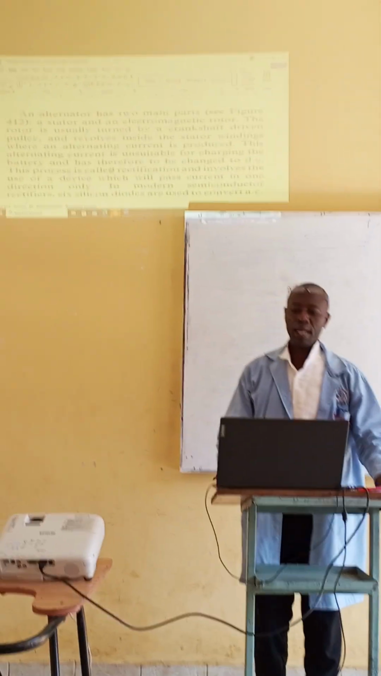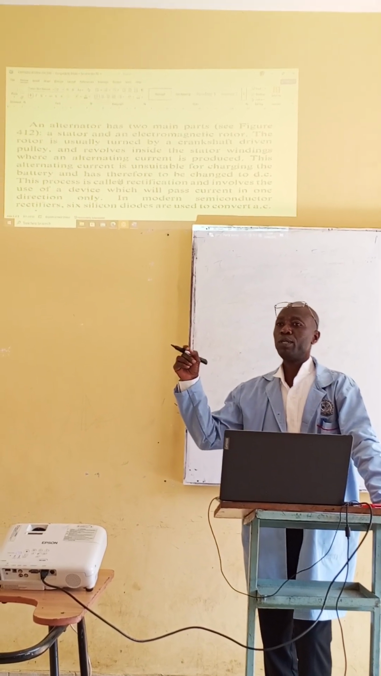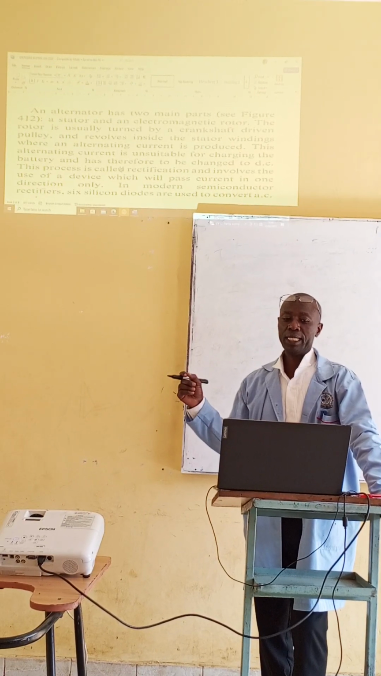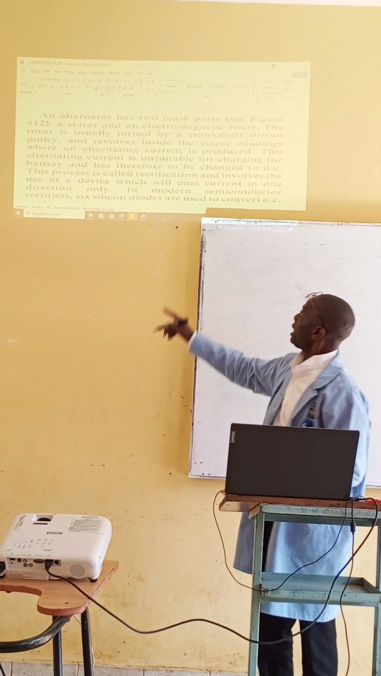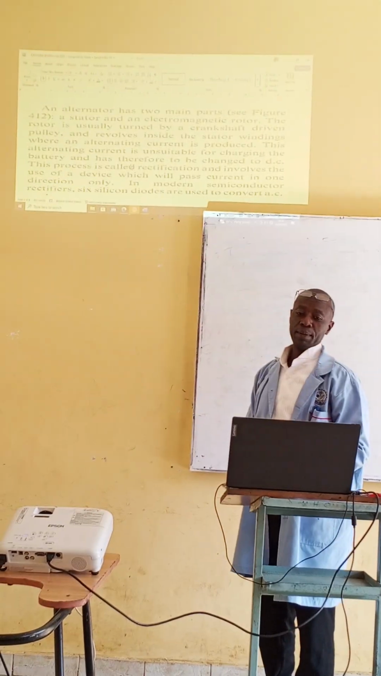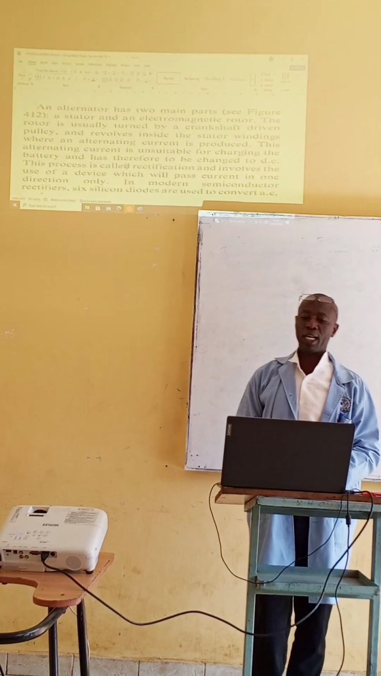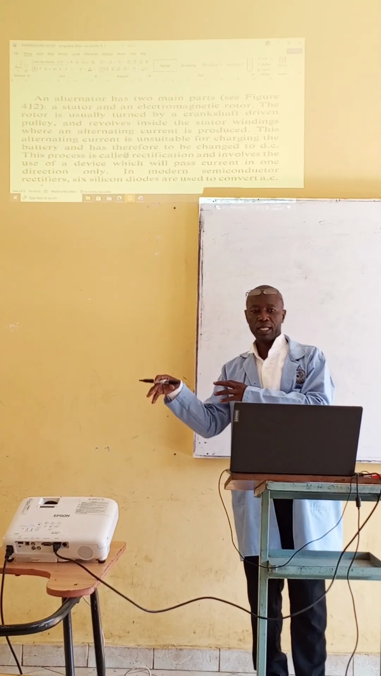The rotor is usually turned by the crankshaft driven pulley, which turns at crankshaft speed, and revolves inside the stator windings where the alternating current is produced. This alternating current that we're talking about here is unsuitable for charging the battery and has therefore to be changed to direct current, from AC to direct current.